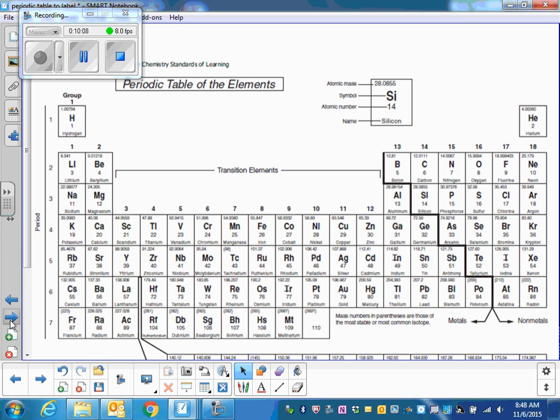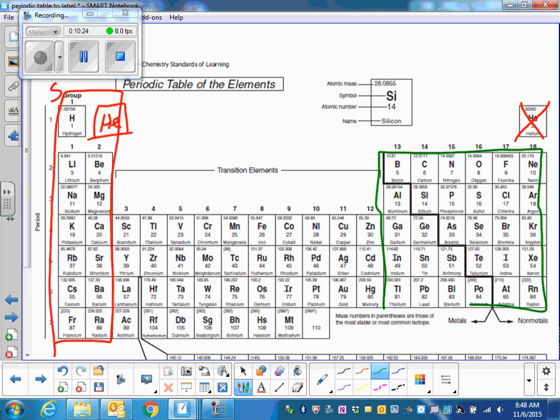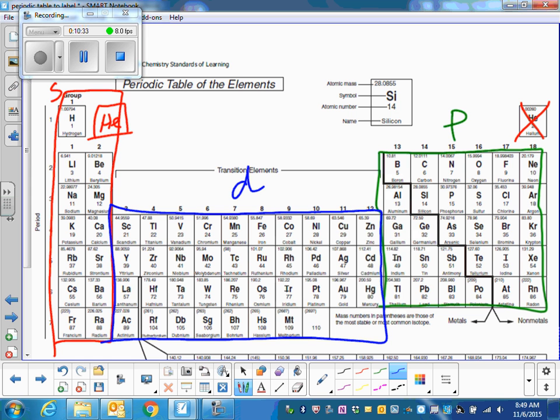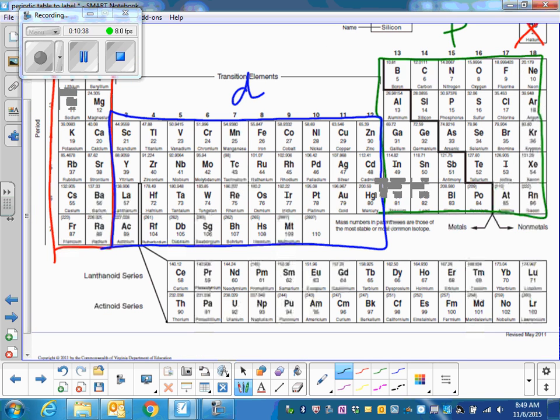So what is the first thing I will do? Cross off helium and put it there. And then I will call this block what? I'm going to call this my S block. Alright? And then I'm going to block this one off. I'm going to call it my P block. I'm going to block this one off and call it my D block. And then I'm going to block this one off and call it my F block.